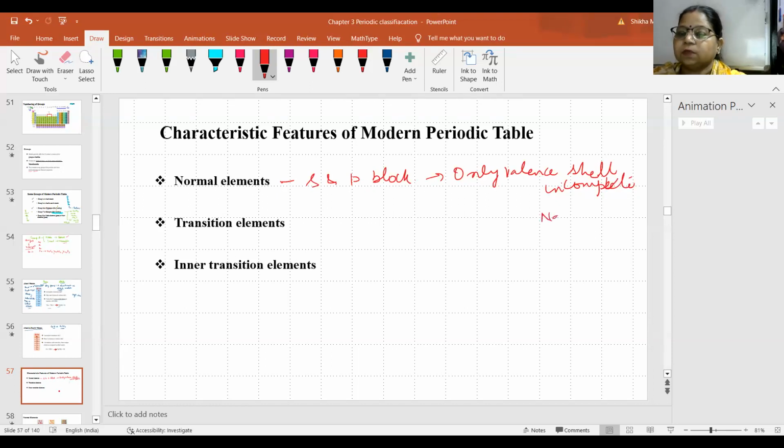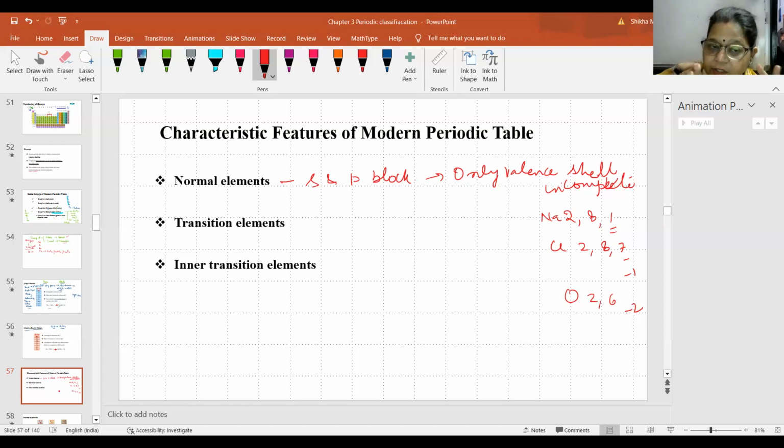So if you have sodium, I'm just writing the orbit configuration 2, 8, 1. You can understand its valency is going to be +1. If I write chlorine, it will be 2, 8, 7. I can say it will be -1. Oxygen 2, 6, it will be -2, like that. So they are called normal elements because their valence shell configuration reflects their valency or chemical behavior, how they are going to react with other elements. Now, talking about transition elements, any idea? Or can somebody tell me what is the meaning of the word transition in English? Or what do you understand by this?